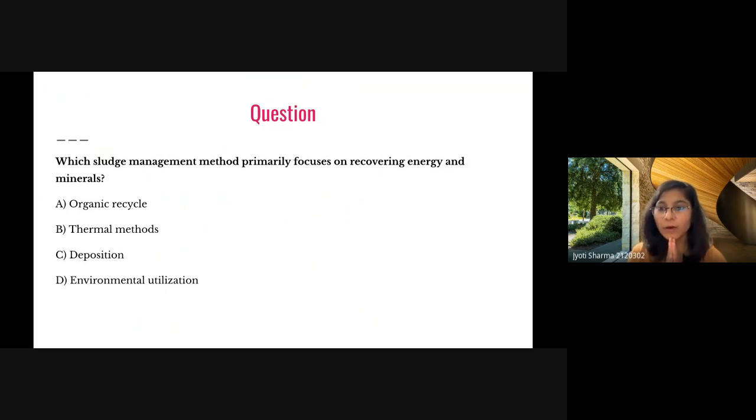If we have more organic matter in the sludge, then we can generate some energy from the sludge. And if we have more inorganic or fixed solids in the sludge, then recovering the energy is a little less. So you have to tell me the method primarily focusing on recovering energy and minerals. Options: organic recycle, thermal method, deposition, environmental utilization.